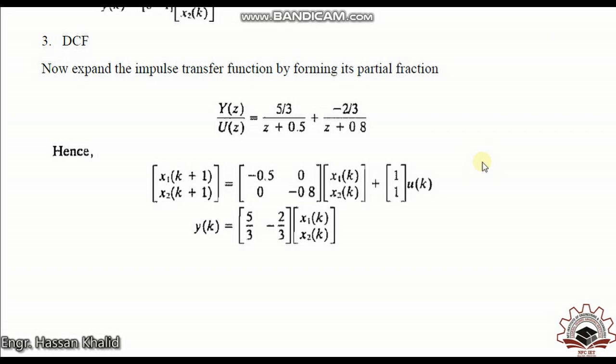Also, it is to be noted that our given system has all real and distinct poles. Therefore, we would not be able to form the Jordan canonical form at this point. However, I will be telling you how to prepare the Jordan canonical form when we go through the non-uniqueness of matrices in the next lecture.